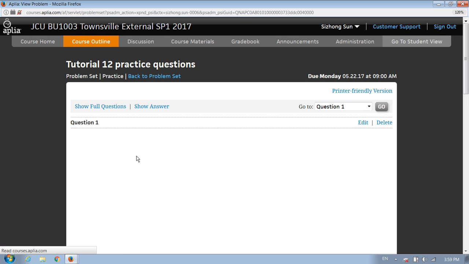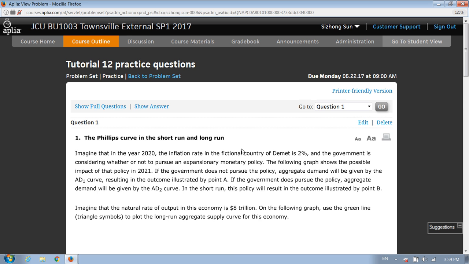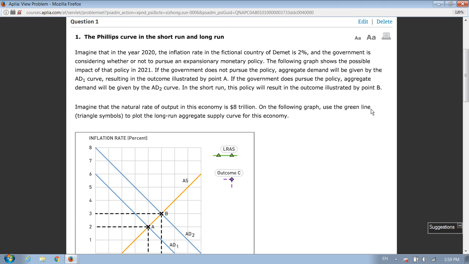First one, Phillips curve in the short run and the long run. Imagine that in the year 2020, the inflation rate in the fictional country of Denmark is 2%, and the government is considering whether or not to pursue an expansionary monetary policy. The following graph shows the possible impact of that policy in 2021.